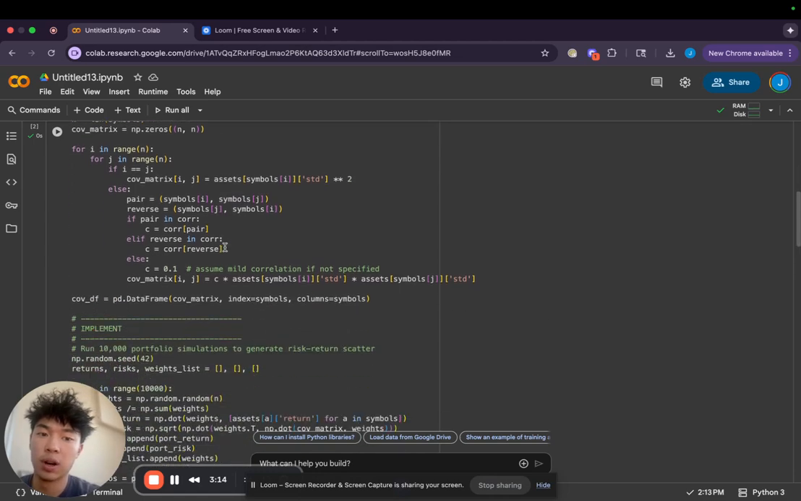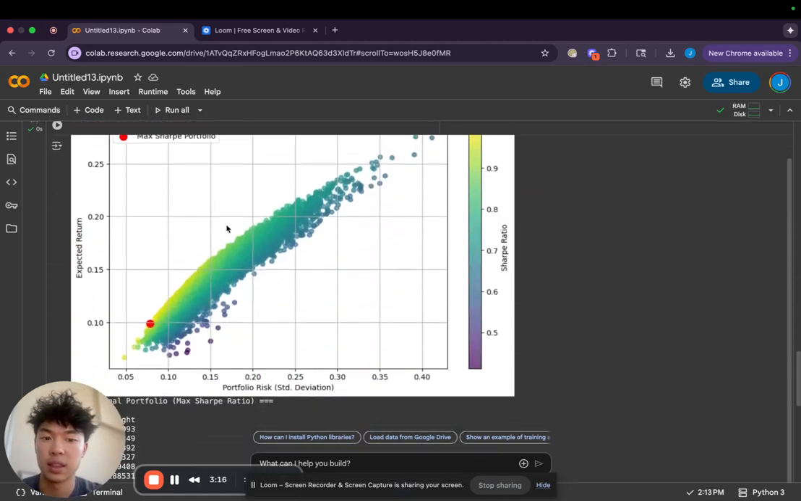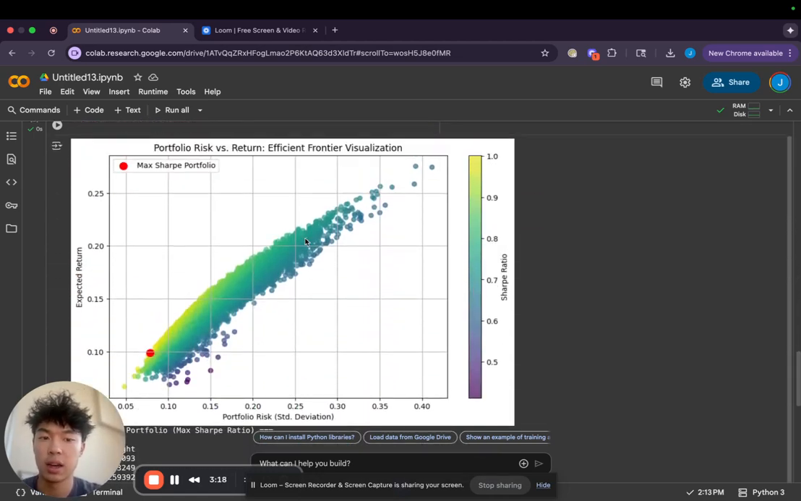When I ran it, the program generated a scatter plot with 10,000 points displayed on the graph. Each dot represents a possible portfolio. The color scale shows the Sharpe ratio, so the brighter the dot, the more efficient the portfolio. And the red dot right here appears as the maximum Sharpe ratio portfolio, in other words, the best balance between return and stability.